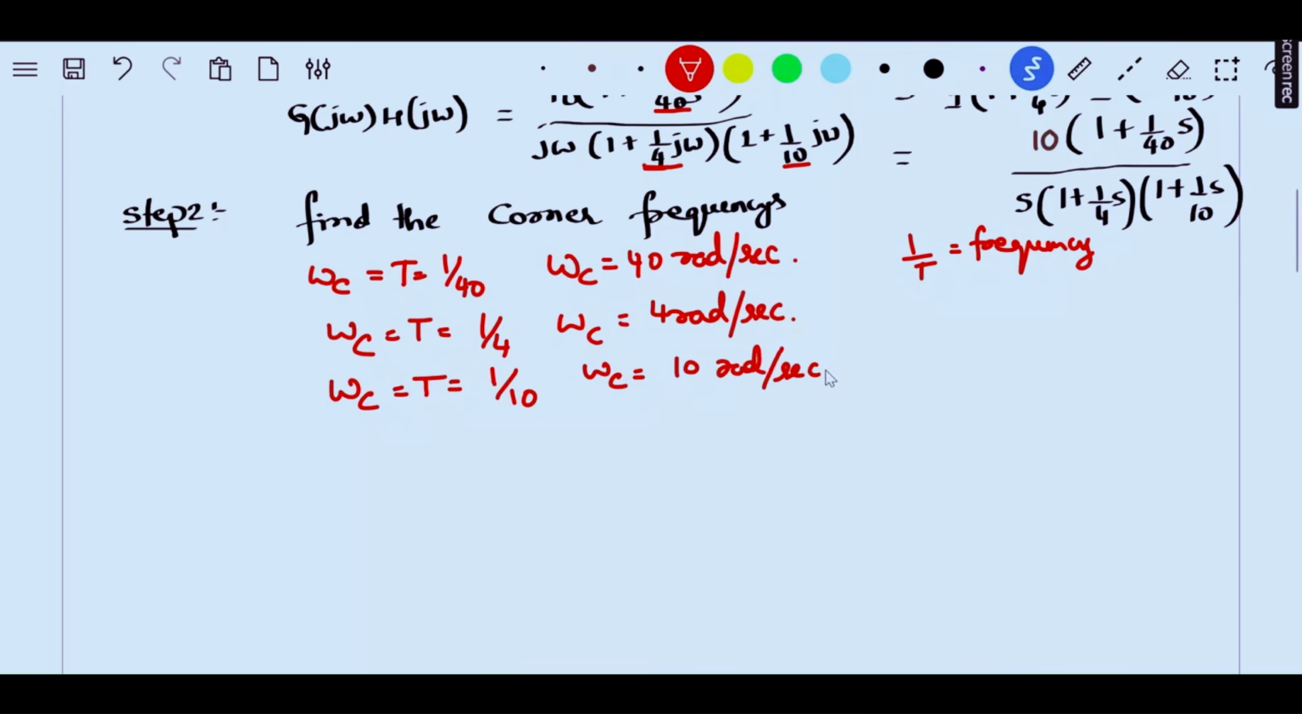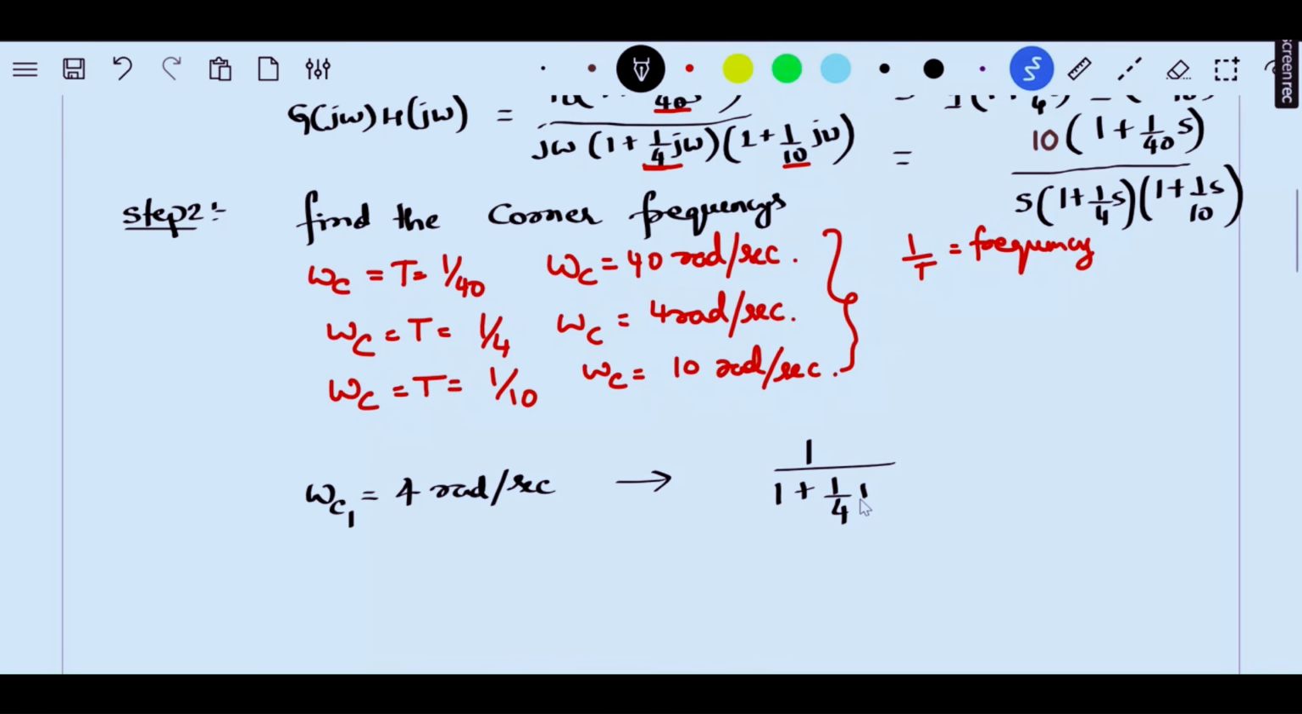Now, once you calculate all the corner frequencies, you need to rearrange them in proper increasing order. That is how the corner frequency priority is considered. Here, the first corner frequency, omega c1, will be equal to the minimum value out of these 3, which is 4 radians per second. And this 4 radians per second is obtained due to 1 over 1 plus 1 by 4 j omega. This is the factor which gives the corner frequency of 4 radians per second.